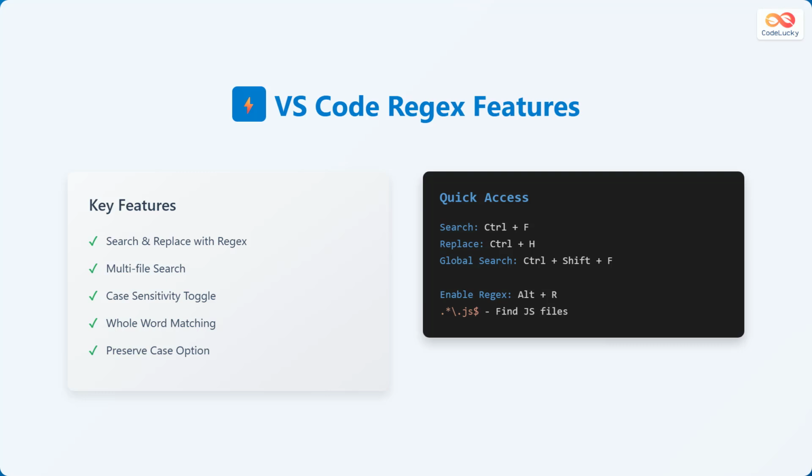For search, use Ctrl+F. For replace, use Ctrl+H. For global search, use Ctrl+Shift+F. To enable regular expression, use Alt+R. For example, use the expression .*\.js$ to find JavaScript files.